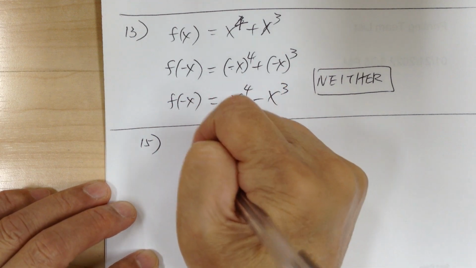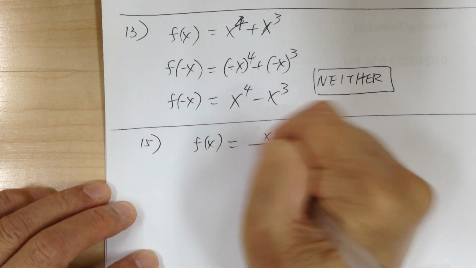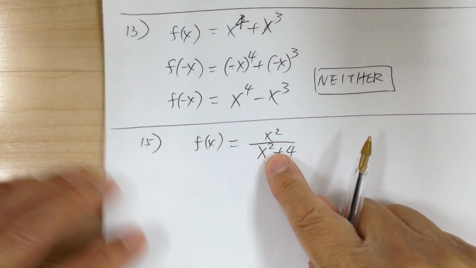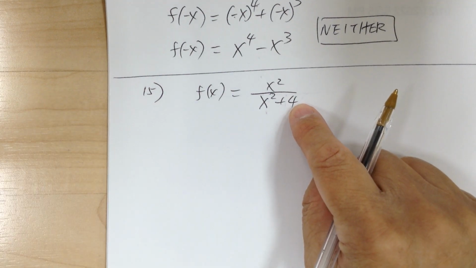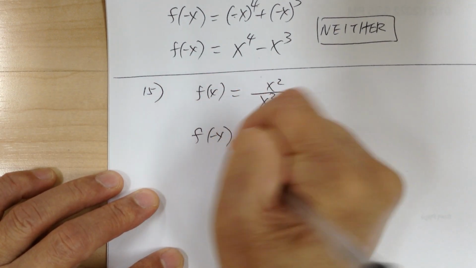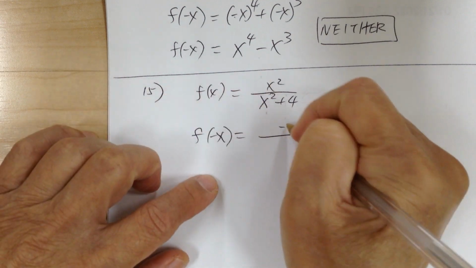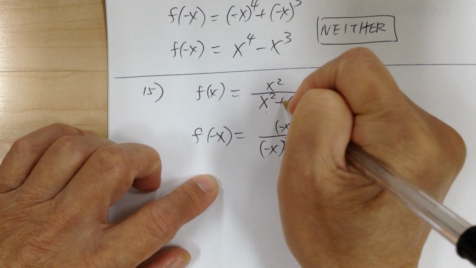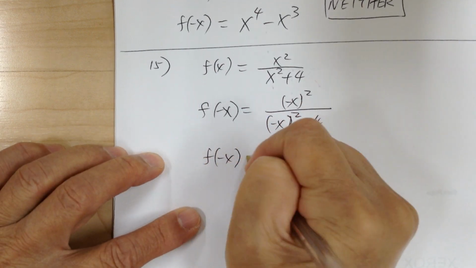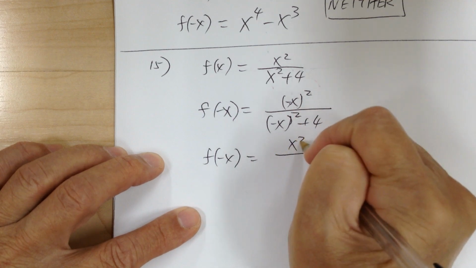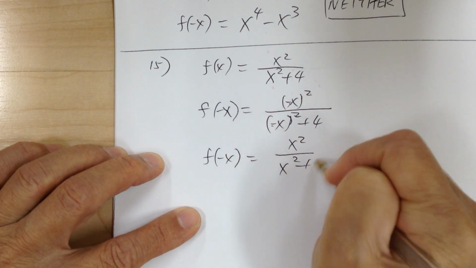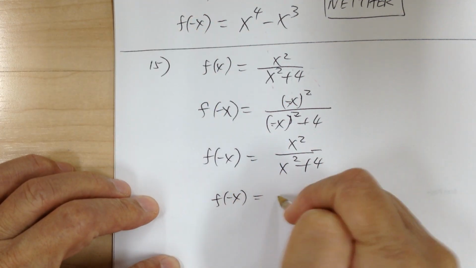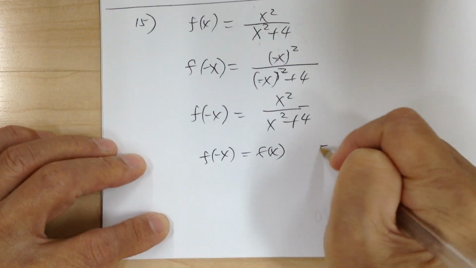Okay, number 15. f of x equals x squared over x squared plus 4. So again, this is an even power, and this is a zero power, so it's even. So right away, this is even. But again, if you don't see that, that's okay. Just work it through. So replace x with a negative x. Negative squared is positive, so it becomes x squared. Negative squared is still positive. And you compare, see they are the same, right? So when f of negative x equals the same as f of x, therefore it's even.